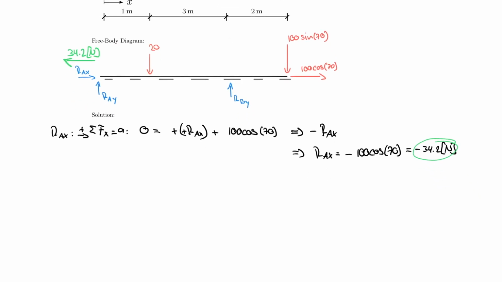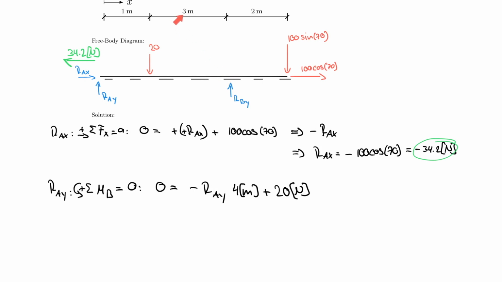So let's, for example, find RAY, which is the sum of the moments about point B being equal to 0, counterclockwise positive, and then 0 is equal to, I always start with my unknown, which is negative because it turns clockwise in this case, minus RAY times 4 meters, that's 3 plus 1, right? Plus 20 Newton. And now about point B, so I'm taking the sum of the moments about this point, so 3 meters times 3 meters.